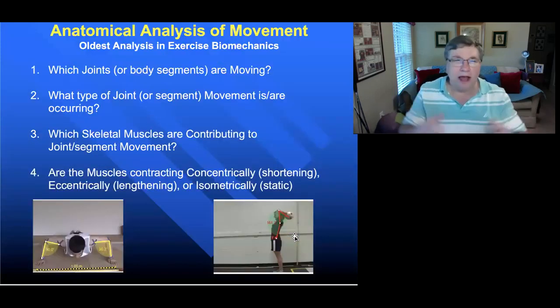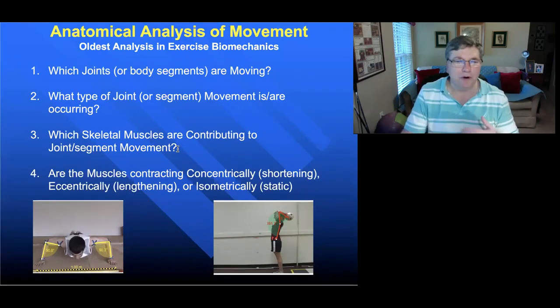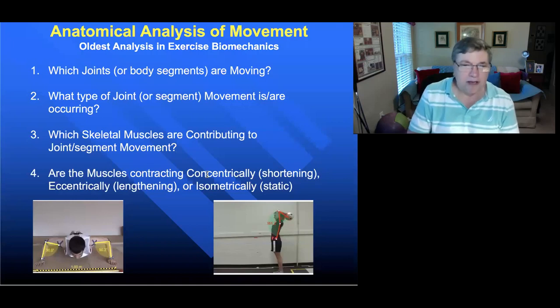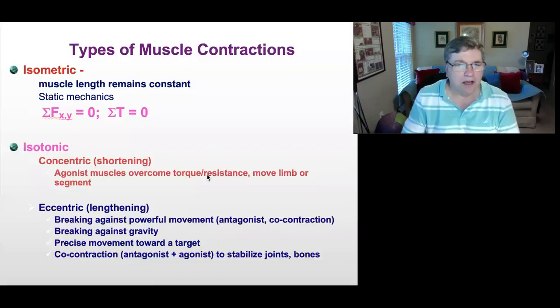Okay, so we're back now. Now that we've gone through the major planes of motion and all the major movements, we can now talk about the anatomical analysis of movement and start using it, because that's what we want to do in biomechanics. Which joints are moving, what type of joint or segment is occurring, which skeletal muscles are contributing to the joint or movement, and then finally, are the muscles contracting concentrically, eccentrically, or isometrically?